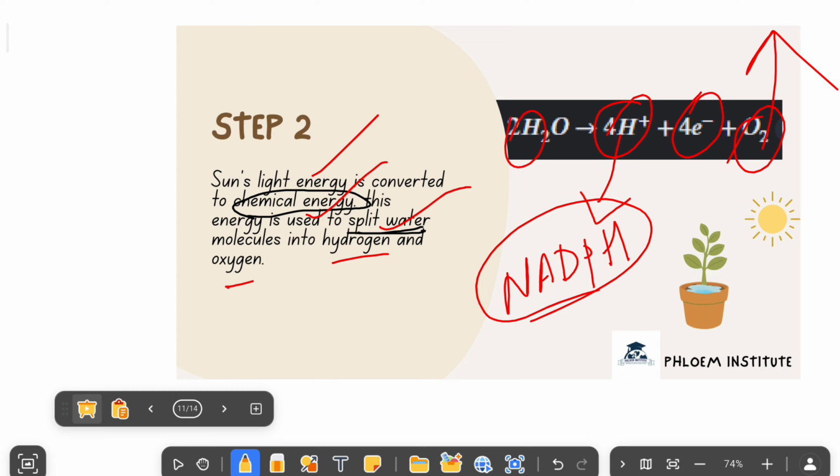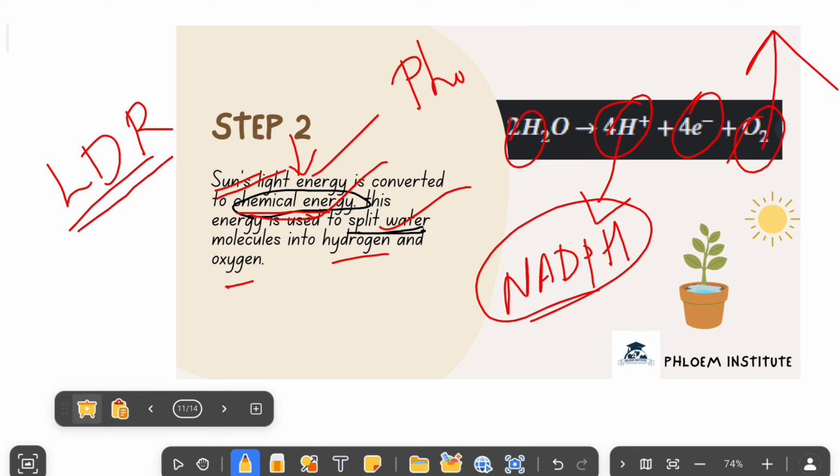And here, remember, we need chemical energy for splitting water. From where are we getting this chemical energy? We are getting it from the sunlight. So, this particular step we will call the light-dependent reaction, because for this reaction we need the sunlight. Clear? Now, this process has one more name, that is called photolysis of water.